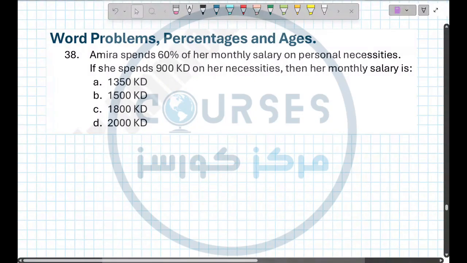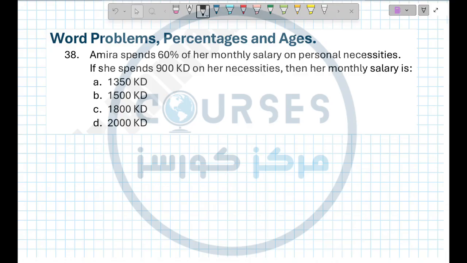Okay, this category is about work problems, percentages, and ages. Amira spends 60% of her monthly salary on personal necessities. If she spends 900 KD on her necessities, then her monthly salary is.